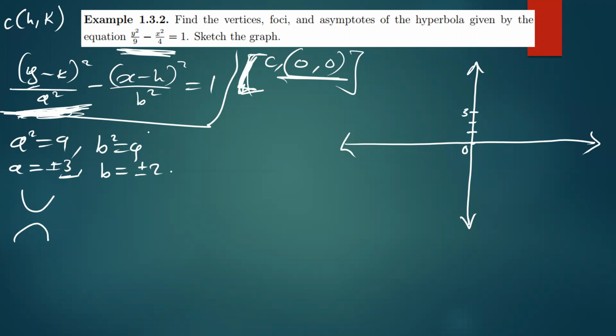I'll do the same: I'm going to move 2 steps along the x from the center. So I'll move 2 this side, and 1, 2 this side. Then I'm going to draw something like a square, not really a square, but a rectangle. Using this, I'm going to draw the asymptotes.